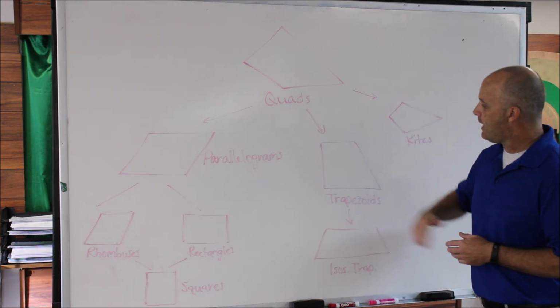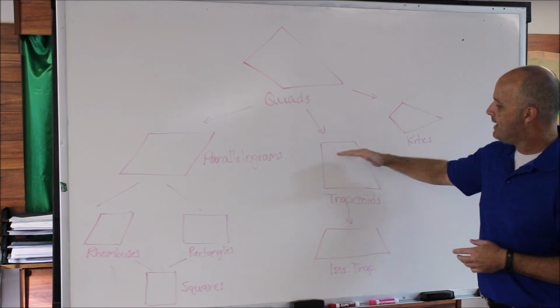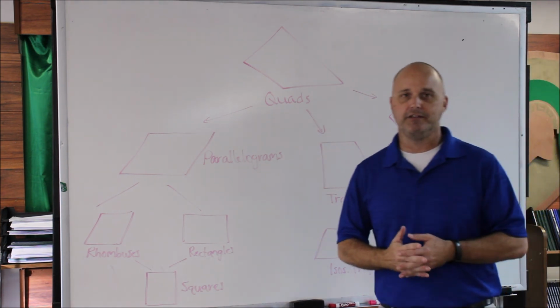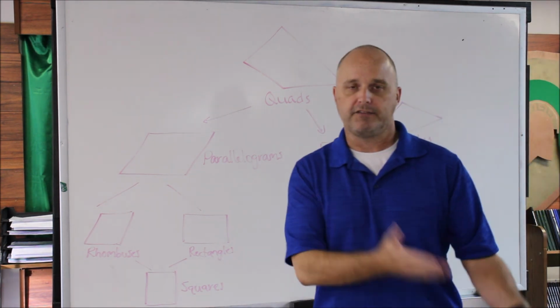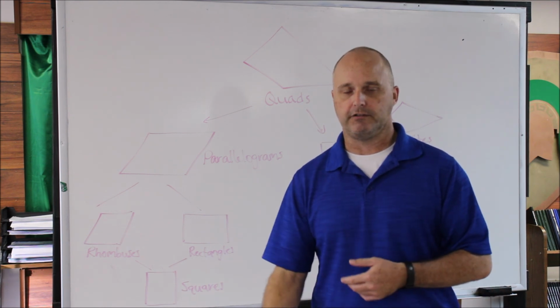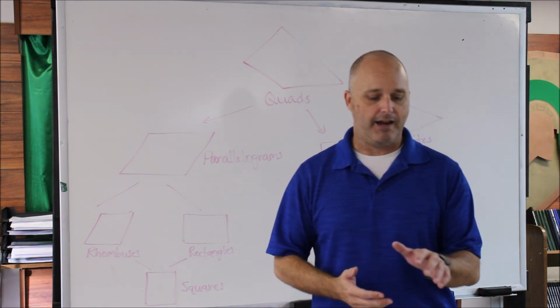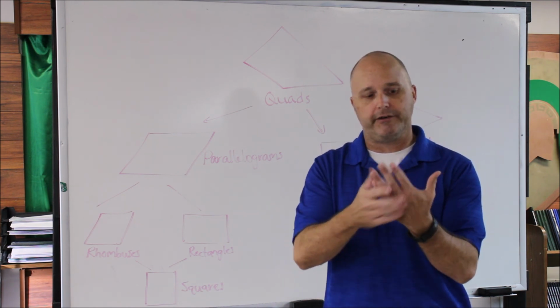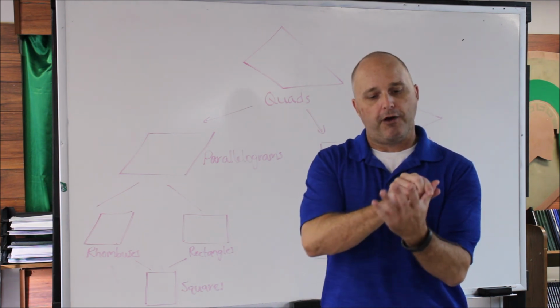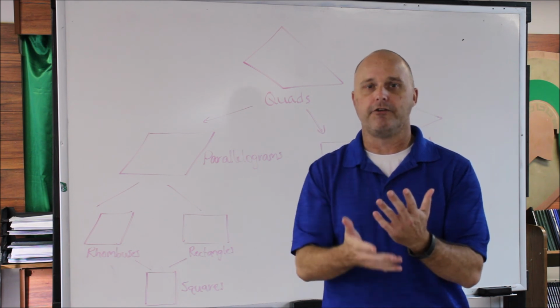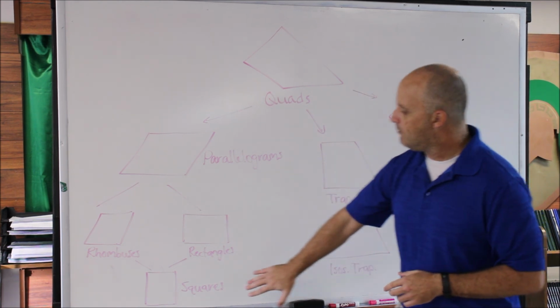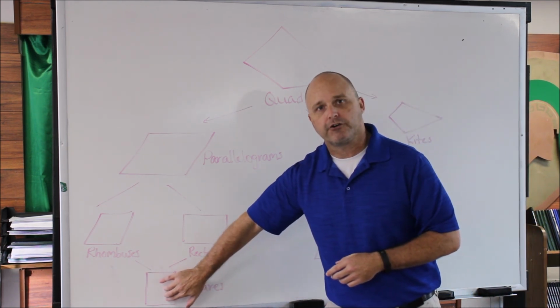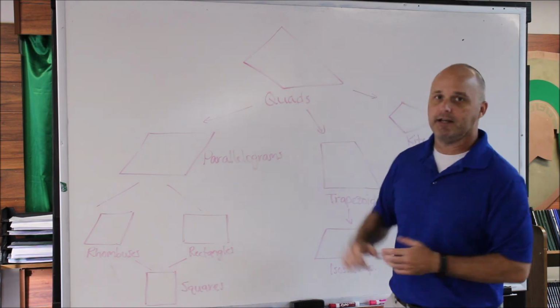Every isosceles trapezoid is a trapezoid, but not every trapezoid is an isosceles trapezoid. In order to be an isosceles trapezoid, it has to meet certain conditions. It's akin to saying that your thumb is a finger, but not every finger is a thumb. Your thumb has certain characteristics that your other fingers don't have. In the same way, squares have certain characteristics that everything above it doesn't have.